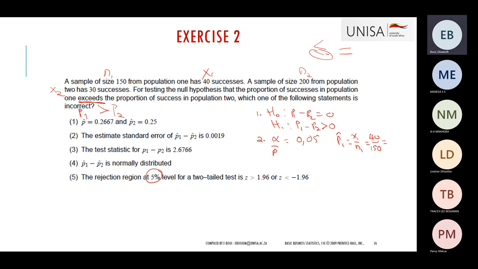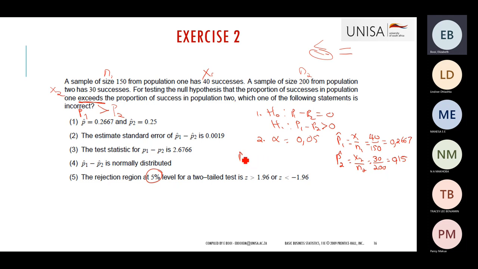You want me to give you all the answers, huh? 40 divided by 150 is 0.2666 recurring. We'll keep four decimals, so the last digit will be 7: 0.2667. Now let's do P2, which is X2 divided by N2. X2 is 30 divided by 200, which is 0.15.